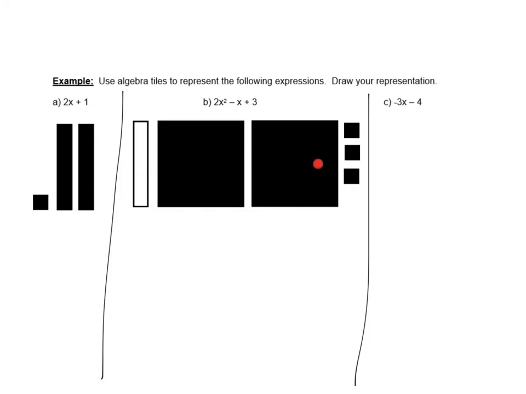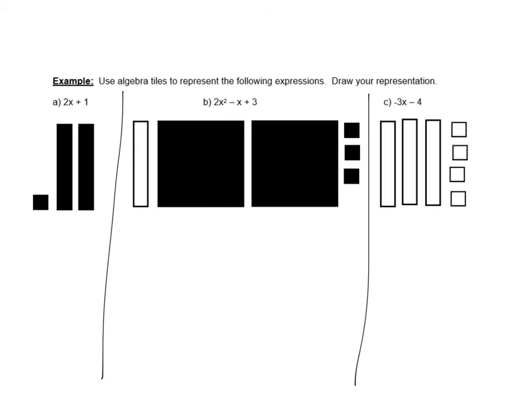Doesn't matter which order I put the tiles in. It does matter which order I write my polynomial in. I want to always write that in standard form. So you should know what standard form is from the polynomial definitions page. Alright, let's move on to C. It's got negative 3x minus 4. So I'm going to need 3 negative x tiles, and I'm going to need 4 negative unit tiles. And voila, I have negative 3x minus 4.